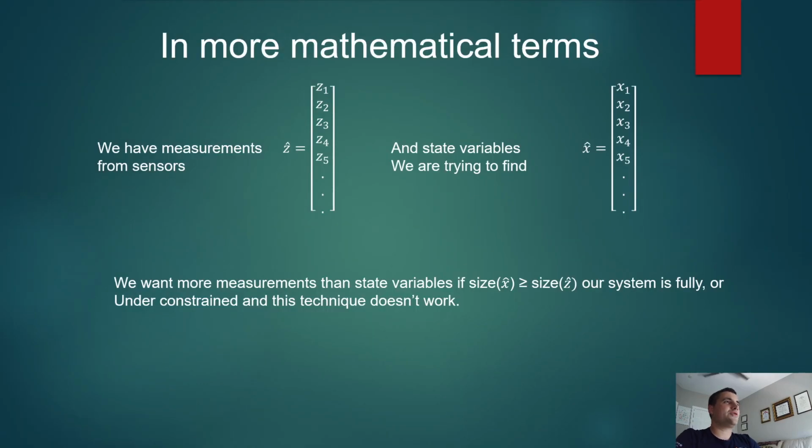In more mathematical terms, we basically have a bunch of measurements which we give by the vector z, and we are trying to find state variables x that we can describe those z's in terms of. For this technique to work, because it is a numerical method, we need more z's than x's. If the sizes are equal or less, then this doesn't work because our system is either fully constrained or under constrained, and we can't make a prediction on whether or not our data is good or bad.